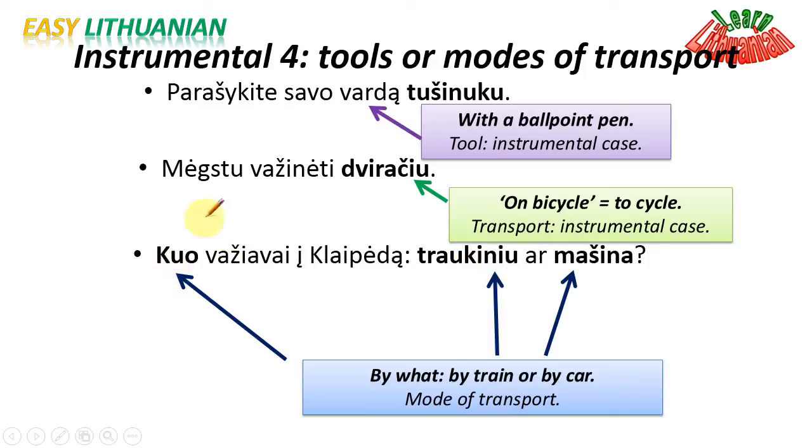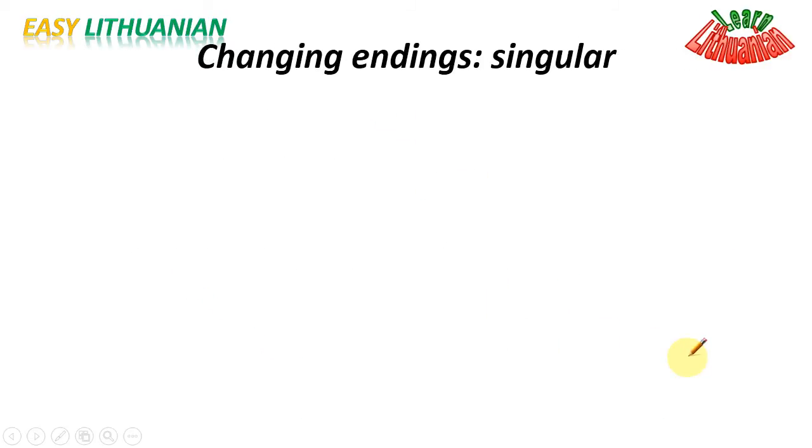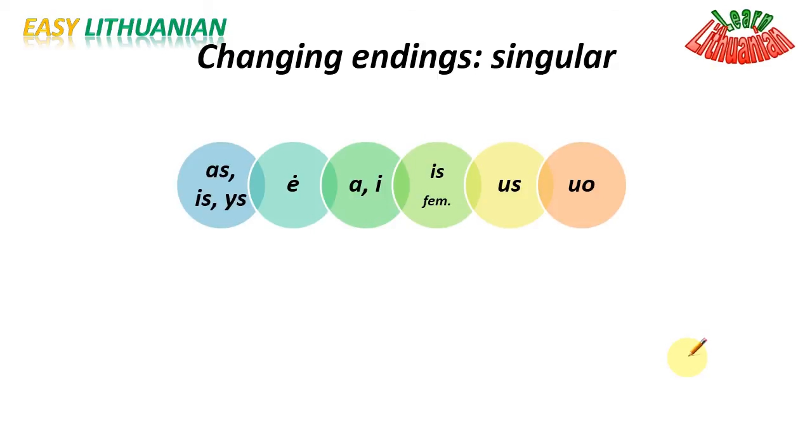So kuo is the instrumental of kas. Kuo važiavai į Klaipėdą? Traukiniu ar mašina? Again, this is a mode of transport. So remember, tools and transport. Now let's see how the endings change. Just a small overview.